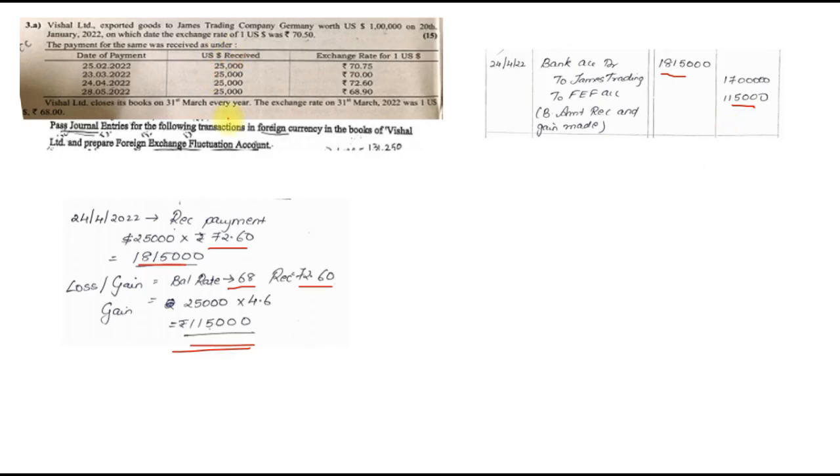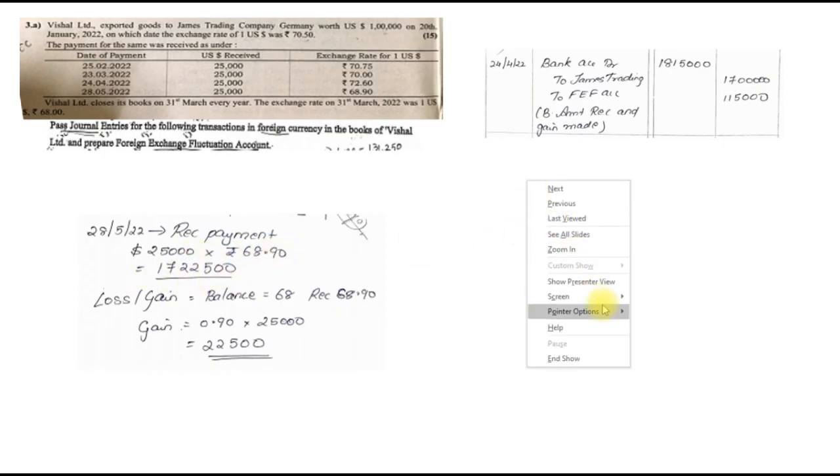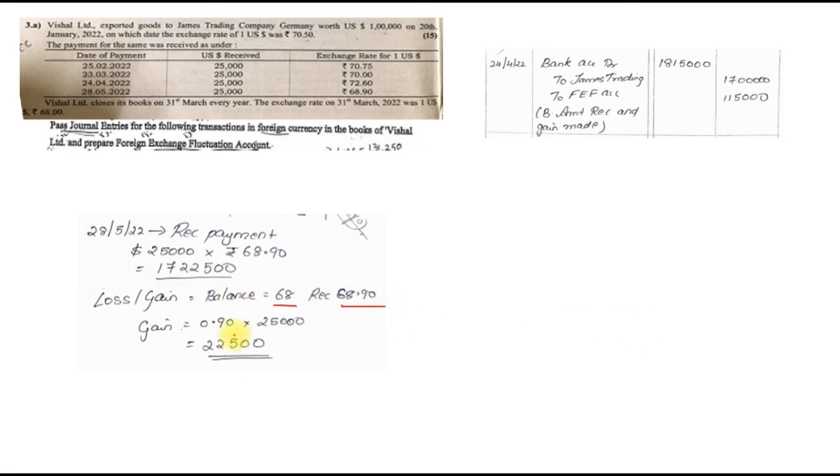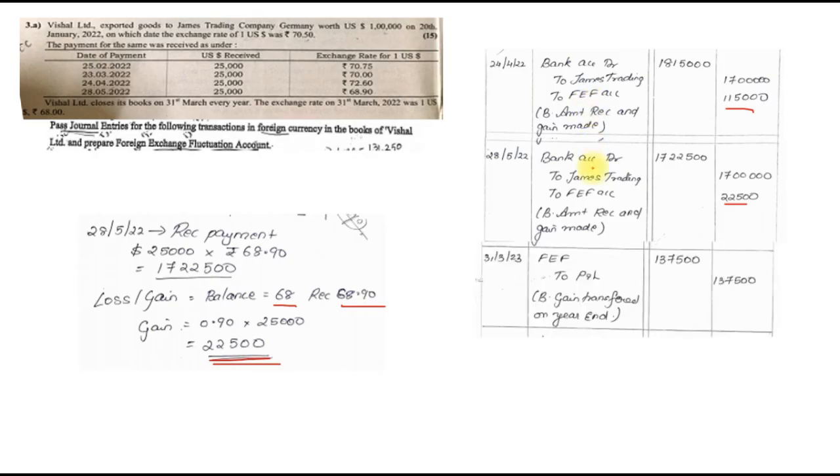Similarly, for the last transaction on 20th May 2022, the same transaction. 25,000 into 68.9, so we get the value as 17,22,500. Again balance 68, we are getting 68.9, so you're getting extra 0.9 into 25,000, so 22,500 is the gain. Again gain, bank to James to FEF. Okay, that's it. Last entry on 31st March will transfer the gain, both are gain. So gain in FEF is credit, whenever you transfer it is going to be debit, so it will be FEF to PNL 137,500. So this is how you all had to solve the journal entry.